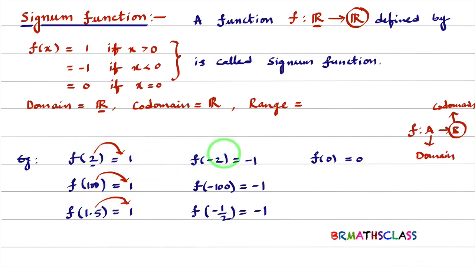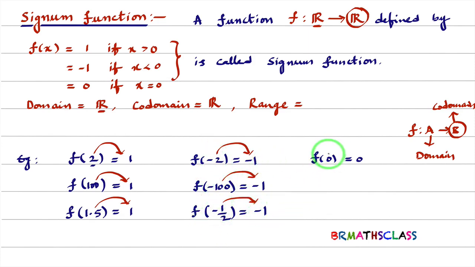You see here, f of -2 is what? F of -2 is -1. That means image of -2 is -1. Image of -100, -1. Image of -1/2, -1. What you observe? When x is negative, for all negative numbers, its image is -1.